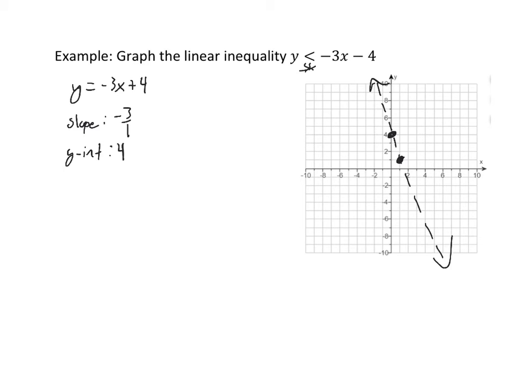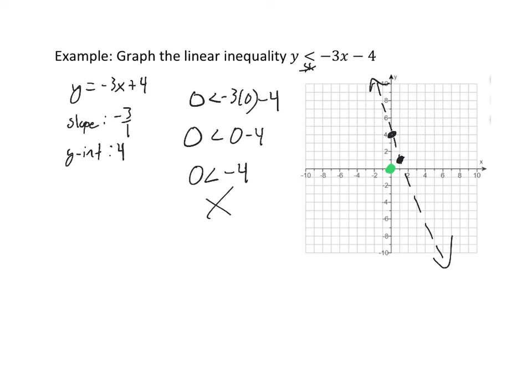Now we want to decide which side to shade. So again, I'm going to pick the point (0, 0) because that's just easy to do the math with. So if I pick the point (0, 0) and I plug it in, 0 is less than negative 3 times 0 minus 4. 0 is less than 0 minus 4. 0 is less than negative 4. Again, that is not true. 0 should be greater than negative 4.